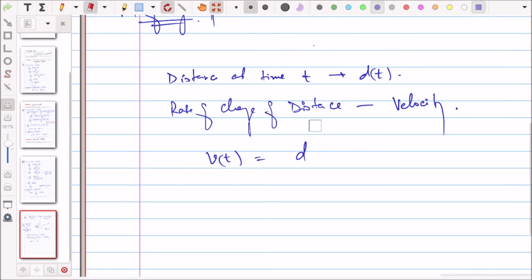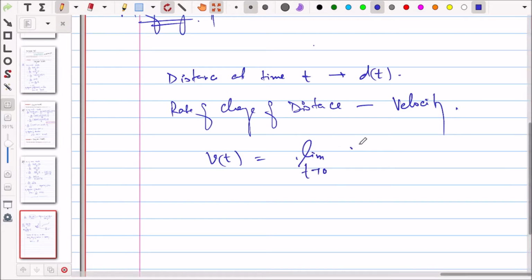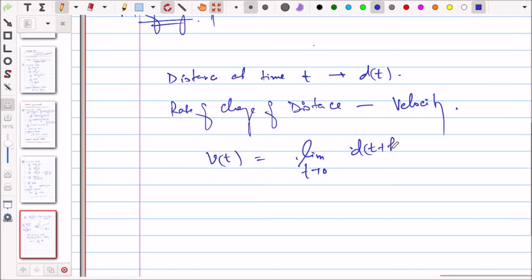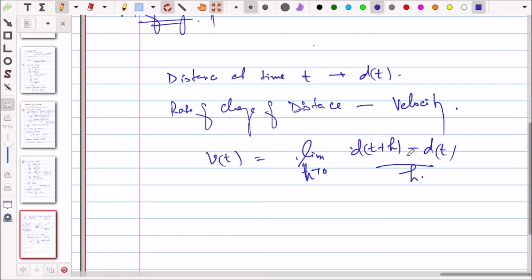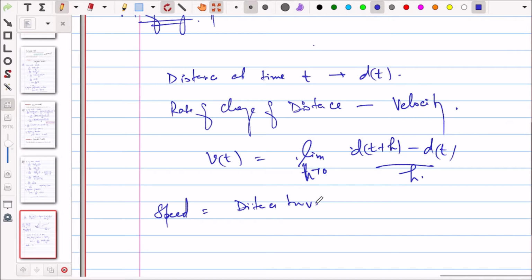ठीक है, so this is nothing but limit h tends to 0 d(t plus h) minus d(t) upon h. ठीक है, so this is the formula for velocity. Change in distance upon change in time, right? Speed is change in distance upon change in time, distance upon time basically. ठीक है, लेकिन वो जीरो जो हमारा इनिशियल पॉइंट होता है उससे लेते हैं हम. स्पीड को कैलकुलेट करने के लिए क्या लेते हैं हम? डिस्टेंस ट्रेवल्ड अपॉन टाइम टेकन.